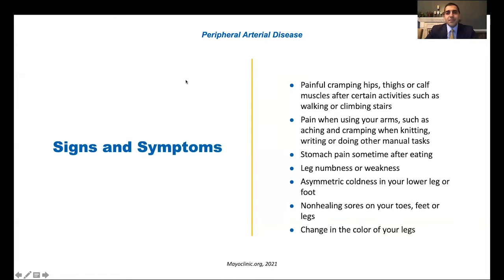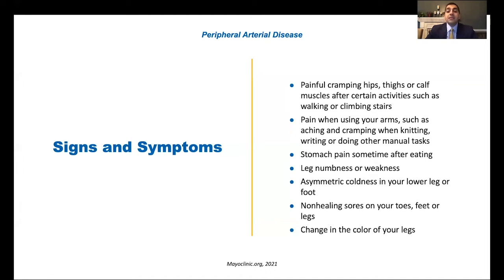So going back to our simple definition of the peripheral arterial system, as you can imagine, depending on which vascular bed is involved, that's how our symptoms manifest. So if it involves the lower extremities, and depending on different levels of involvement, you can have exertional cramping of the hips, the thighs, the calf muscles that occur, as mentioned, after exertion, such as walking, climbing stairs. When it involves the upper extremities, you can have aching and cramping with movements such as knitting, writing, and doing other tasks. After eating a large meal and as the digestive process goes on, you may have stomach pain over time.